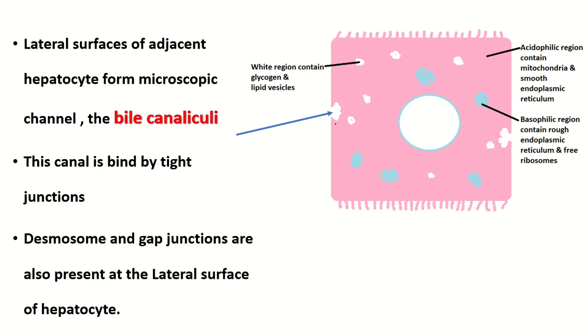The lateral surfaces of adjacent hepatocytes form a microscopic channel. This is known as the bile canaliculi. This channel is bound by tight junctions. Here is the presence of the tight junction. And the lateral surface also contains other junctional complexes, for example, the desmosome and also the gap junction.